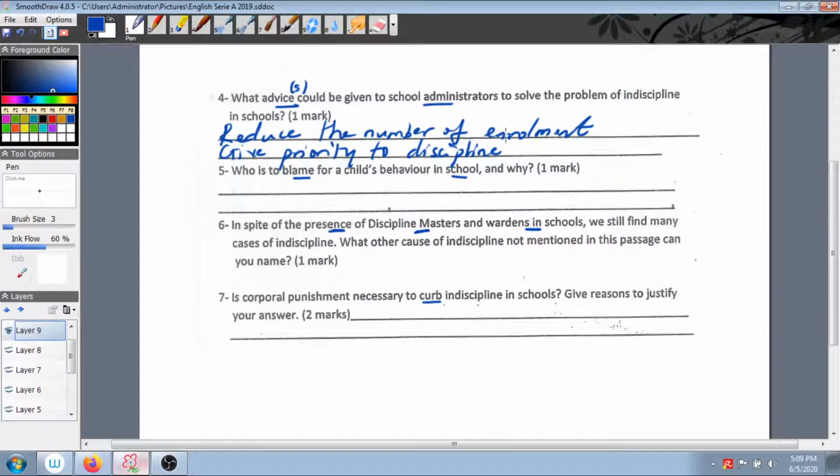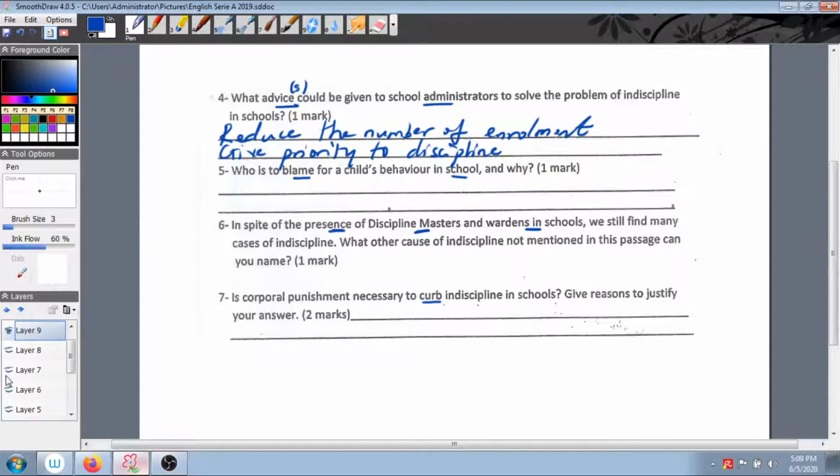For example, maybe in the school reports, discipline might account for a high percentage mark for the total average points. Maybe. Okay, but no need to write it. That's enough. Question 5. Who is to blame for a child's behavior in school and why?